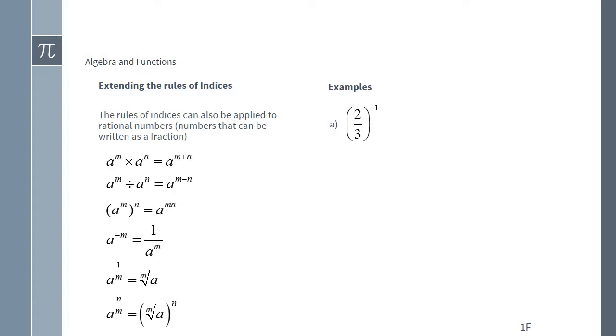2/3 to the minus 1. Minus 1 basically means the reciprocal. The reciprocal of 2/3 is 1 over 2/3, and 1 over 2/3 we can write as 3 over 2. 1/8 to the third. A third means the cube root, so it's the cube root of an eighth, or the cube root of 1 over the cube root of 8, which is a half.